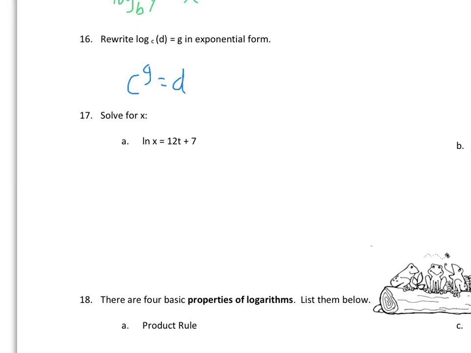17, solve this for x. This is actually just one step if you just use the definition of logs. So we can change this log into an exponential. Remember, natural log is base e, so my base is e. A log is an exponent. That means this whole thing right here is my exponent, 12t plus 7, and then that must equal x. Hey, solve for x, I'm done. There's nothing else to do there.